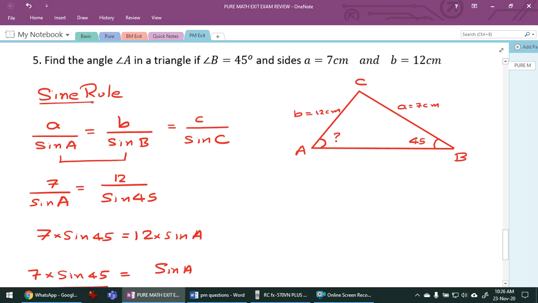So here we use the sine rule. What is the sine rule? a by sine A equals b by sine B equals c by sine C. Small a, small b, small c are sides, and capital A, capital B, capital C are angles. Now we will put the values one by one. What is the value of a? a is 7 divided by sine capital A. Capital A we don't know, this is what we have to find. Small b is 12 divided by sine capital B, which is 45. We don't need c by sine C. We need only these two, so we are choosing only the first and second expression.